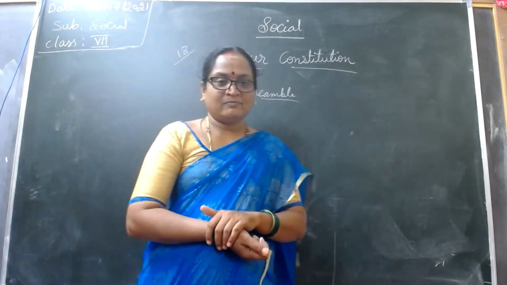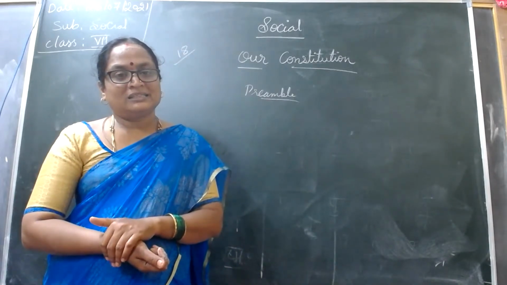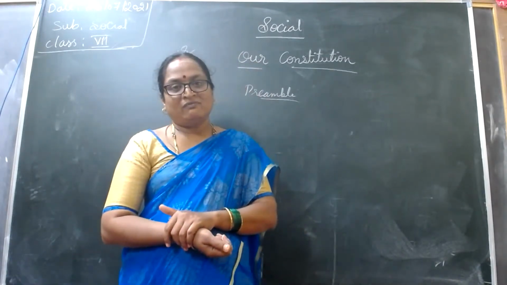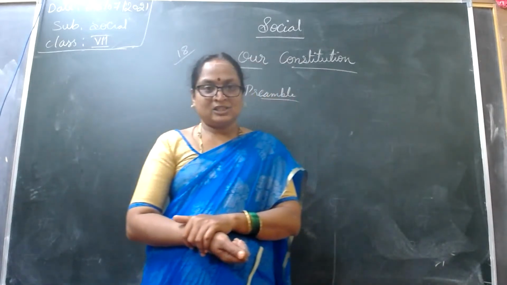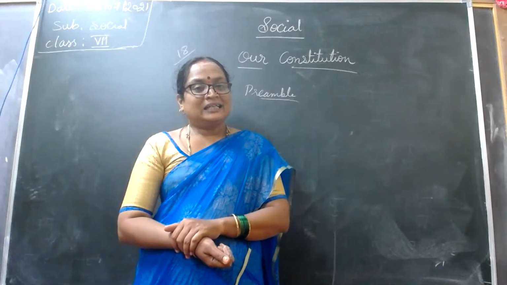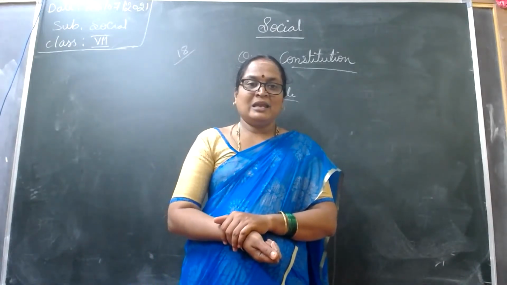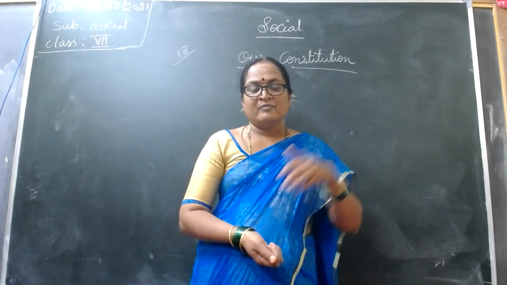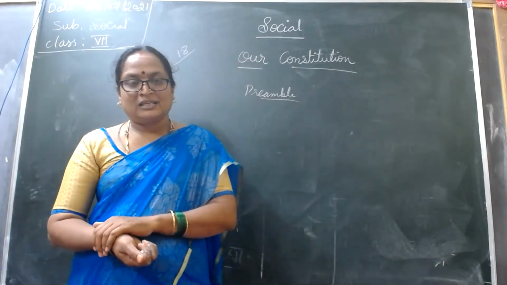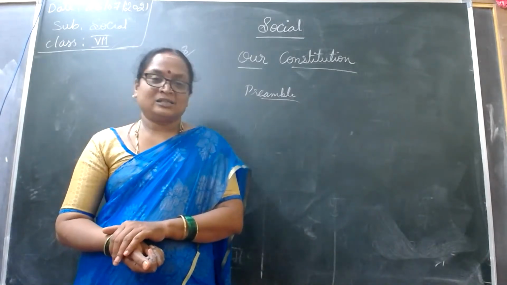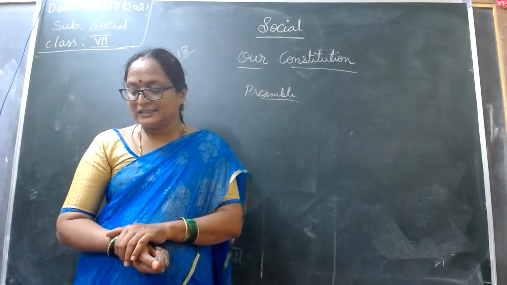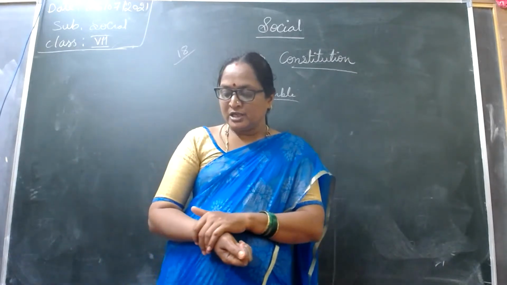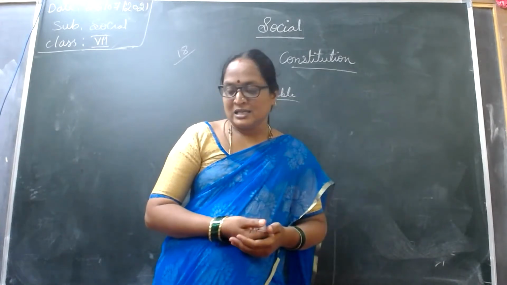Then the election system: once in 5 years, they conduct general elections. In the middle also we see many elections. If any MLA or MP dies during their term, then they conduct an election for that vacant seat. Those elections are called by-elections. The election system, the drafting committee of the constitution, democratic government, all these things we discussed in the last class.